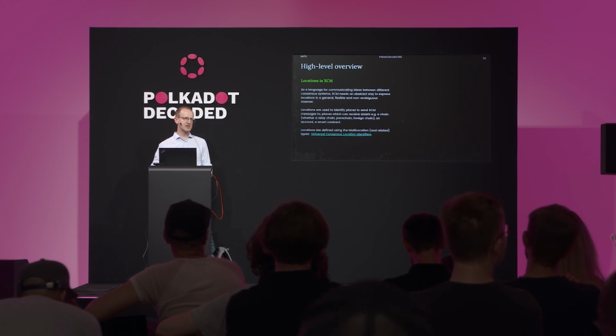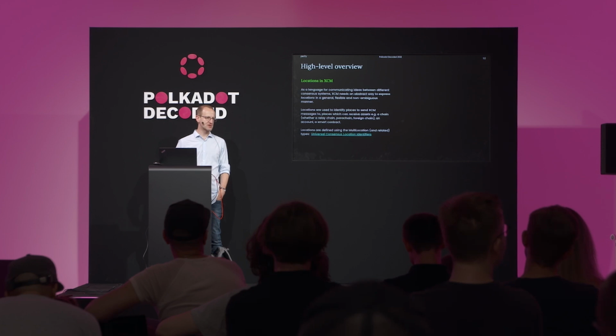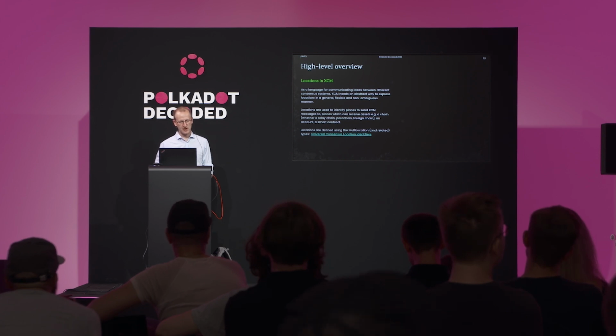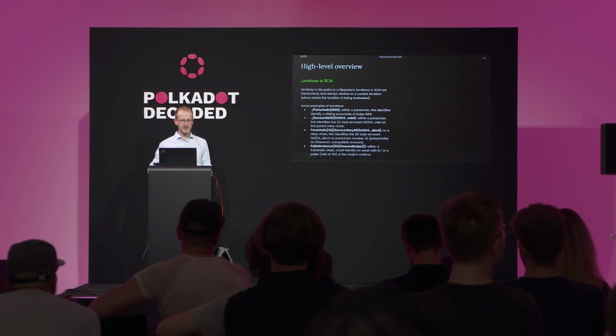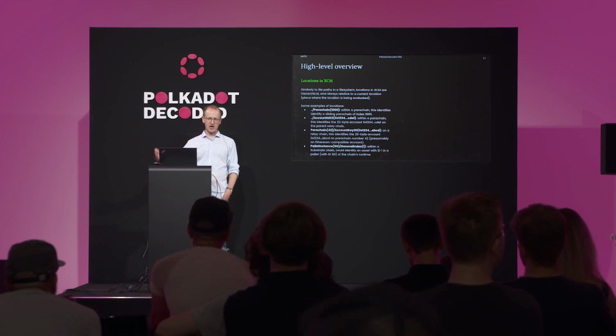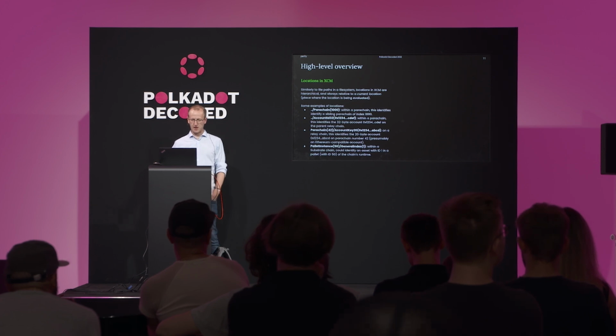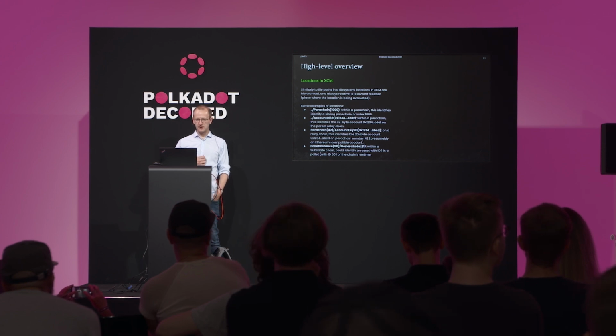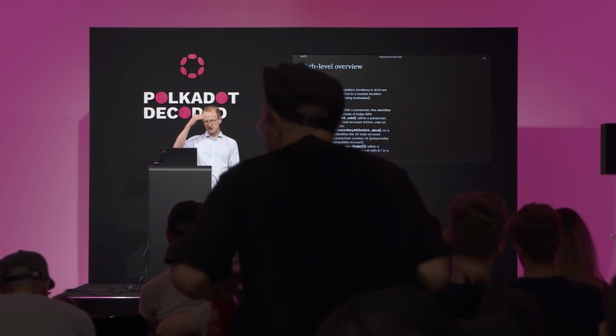Xcm, as a language, has some language constructs that allow to express locations. So it has to be rather abstract because we want it to be future-proof. So we have something called universal consensus location identifiers. And with that, we can express locations like a certain parachain or a certain account or a specific module in a runtime. And this is all done in a way that is very similar to how we express file paths in a file system. So it's hierarchical.